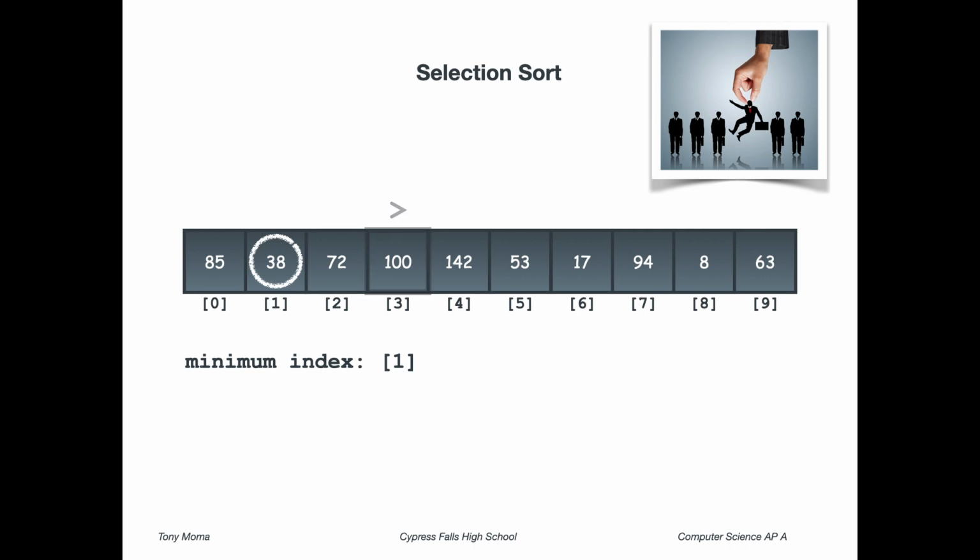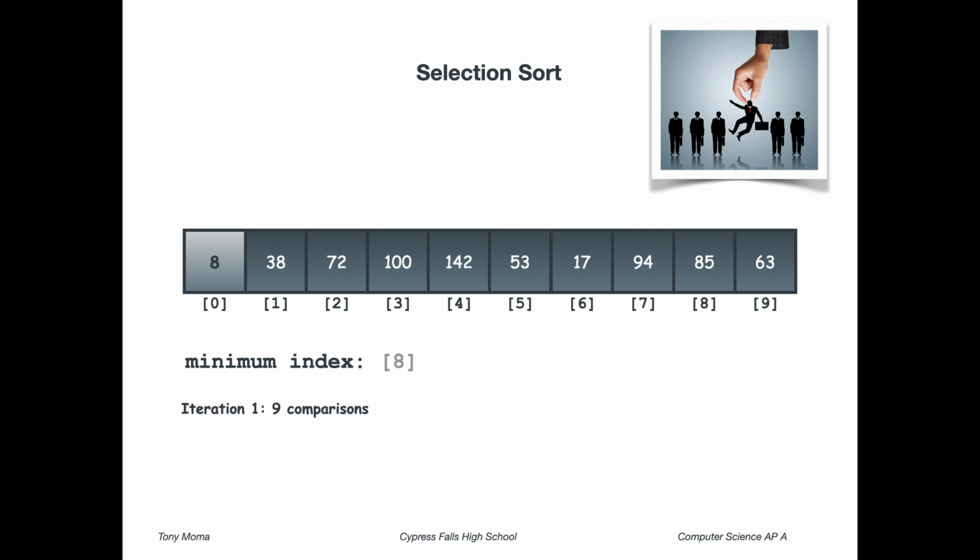3 is also larger, so we do nothing. 142 is larger, we do nothing. 53 is larger. 17 is smaller, so now 6 becomes our minimum index. Next, 7 is larger than 17. 8 is smaller, so now 8 becomes our minimum index. 63 is larger, so we do nothing, and that completes the first iteration. And the index that we determined to be our minimum index will swap values with index 0. Also, for analysis purposes, we'll also take note that during that first iteration, we executed 9 comparisons.